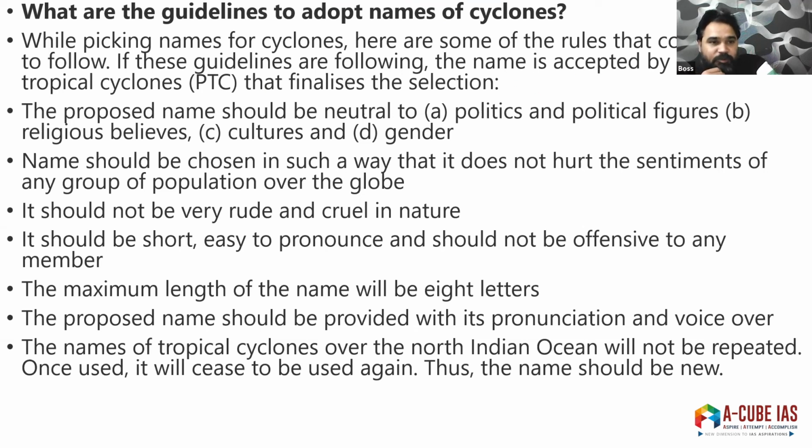Now, while picking names for cyclones, here are some of the rules that countries need to follow. If these guidelines are followed, the name is accepted by the panel on tropical cyclones that finalizes the selection. Some guidelines have been set; anyone can suggest a name, you, me, any of us can name a cyclone, provided all the conditions are followed. Number 1, the proposed name should be neutral to politics and political figures, religious beliefs, cultures, and gender.